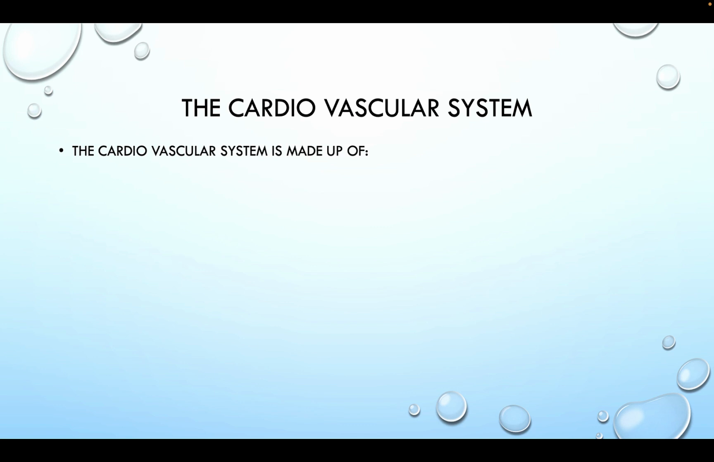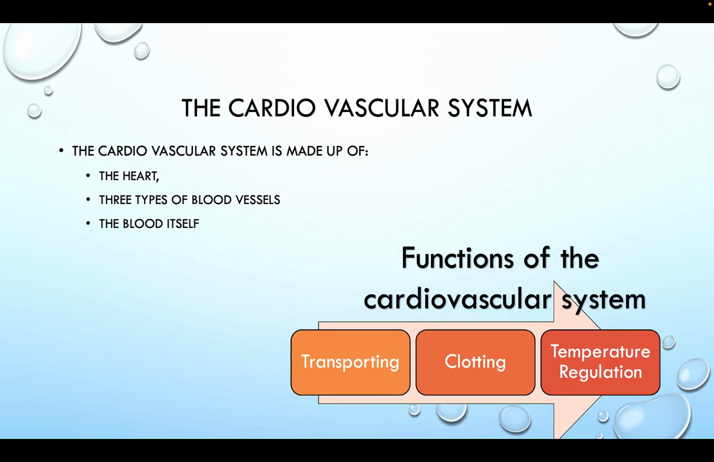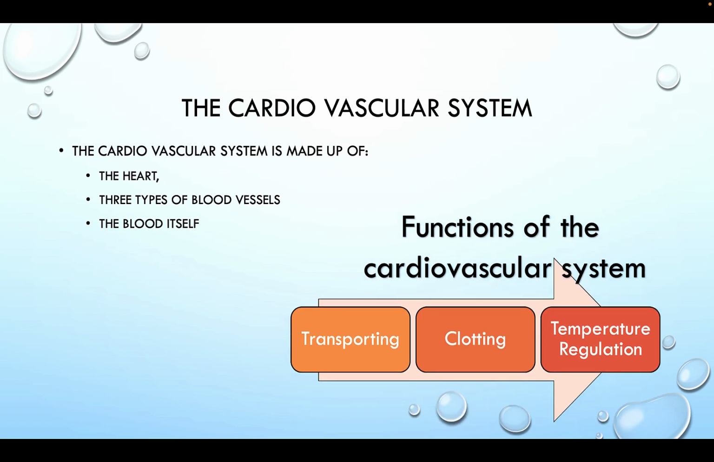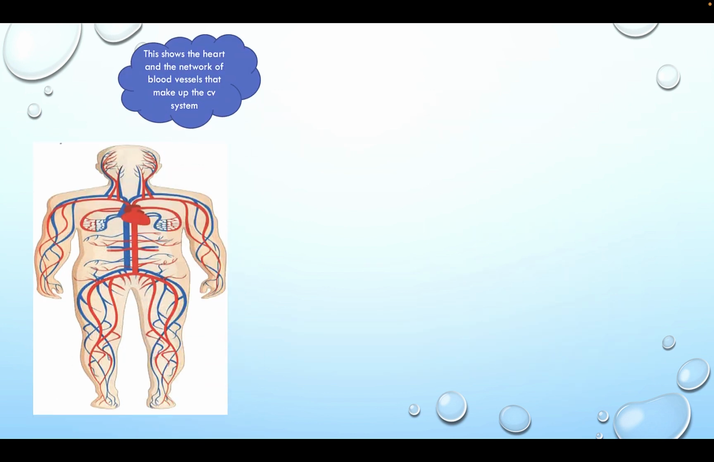Cardiovascular system. The cardiovascular system is made up of the heart, three types of blood vessels, and the blood itself. The functions of the cardiovascular system are transporting, clotting, and temperature regulation. This picture here shows the heart and the network of blood vessels that make up the CV system.